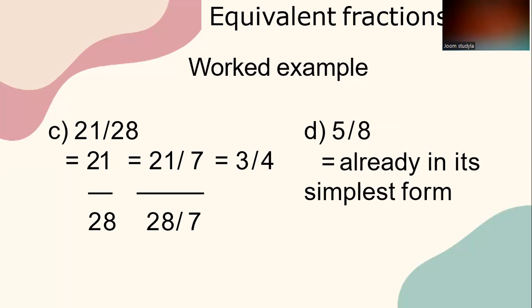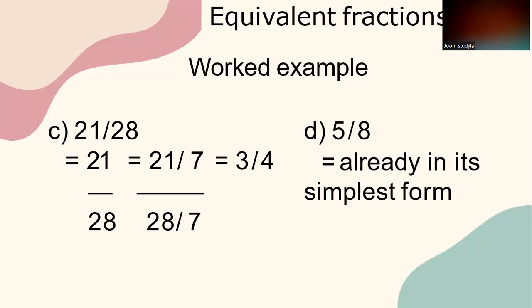And example C, 21 over 28. If you look at the numbers, 7 is the most suitable number, which can divide 21 and also 28. So 21 divided by 7 and 28 divided by 7. So the answer is 3 over 4.